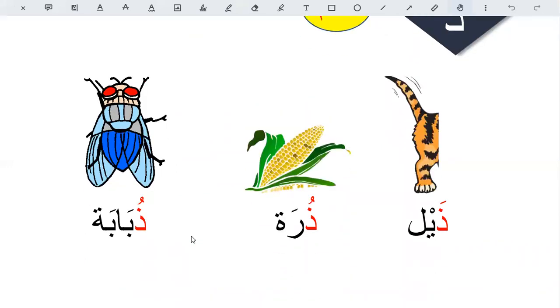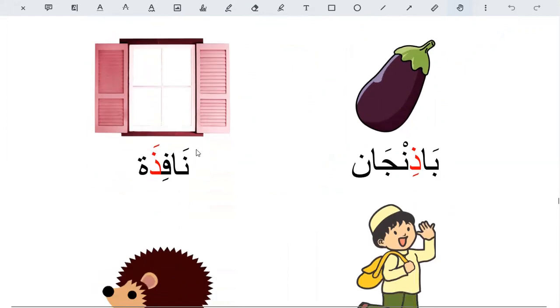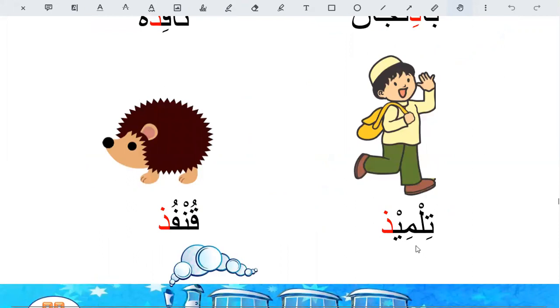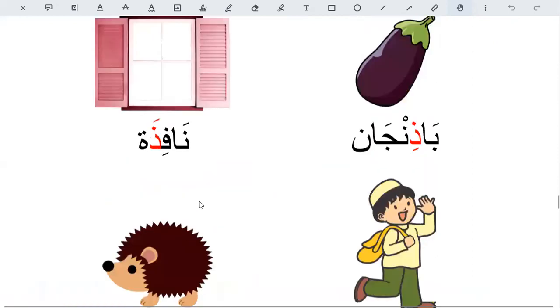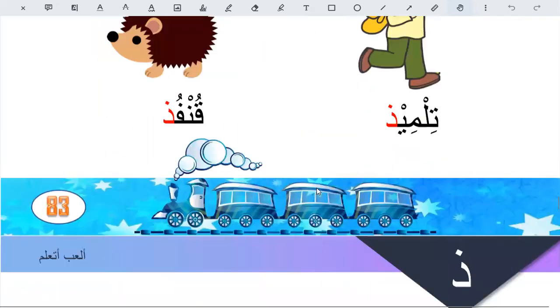Kunfuz, hedgehog. Riyan. Zail, tail. Good. Zura, corn. Good. Zubaba, fly. Good. Bazinjan, brinjal. Good. Nafiza, window. Tilmiz, student. Good. Kunfuz, hedgehog. So this vocabulary and the Latin Dal vocabulary, these two pages are your homework, okay?